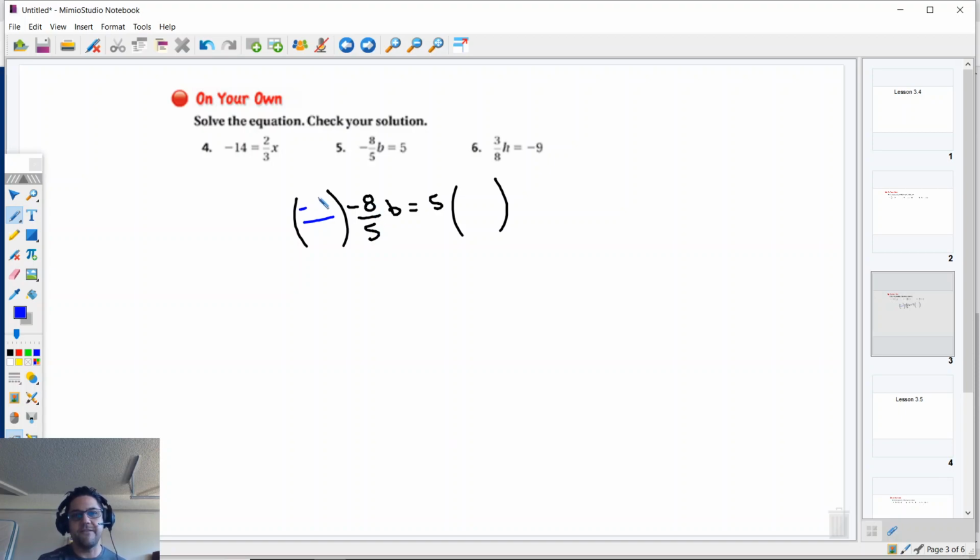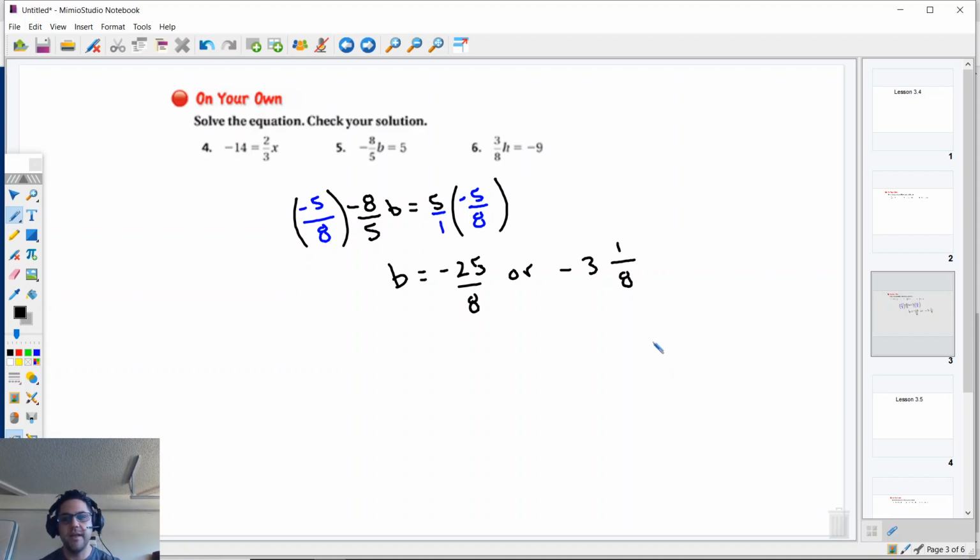The reciprocal of 8 over 5 is 5 over 8. Don't forget the negative sign. And then if you want to put a little 1 there, that should be good. Everything cross-cancels, giving me b is equal to 5 multiplied by negative 5, which is negative 25 over 8, because I could not cross-cancel there. Or what is your mixed number going to be? It's negative, of course. 8 goes into 25 3 times, because 8 times 3 is 24. Need a 1 at the top. Negative 3 and 1/8. Beautiful.